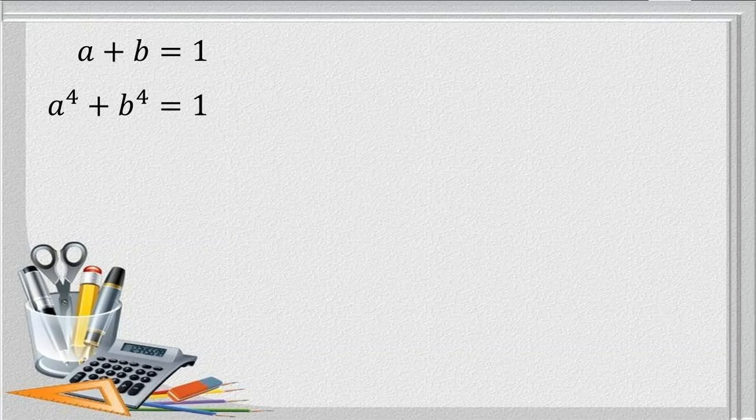A plus B is 1. A to the 4 plus B to the 4 is also 1. We want to find A and B. So first, if you try to find one answer, two answers, we see (1, 0) and (0, 1) works. So let's write these two answers first: A equal to 0, B equal to 1, or A equal to 1, B equal to 0.